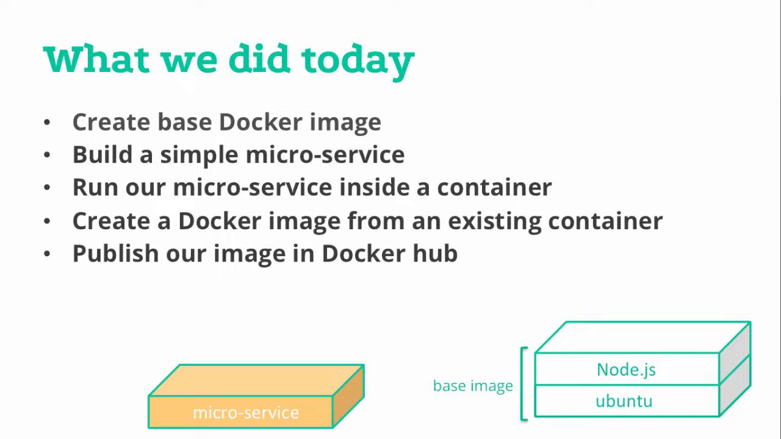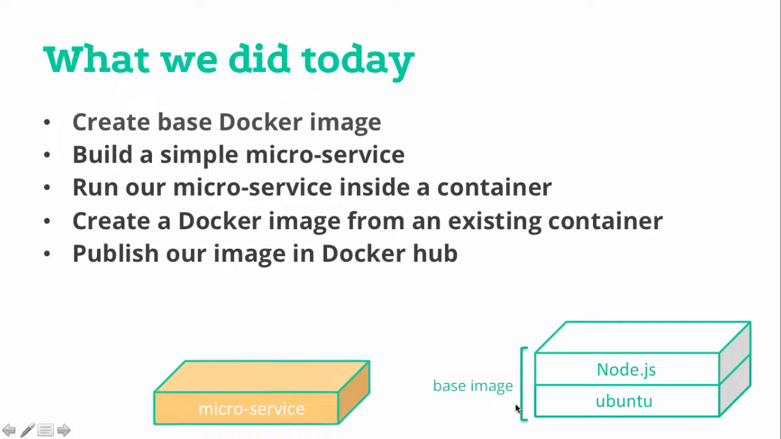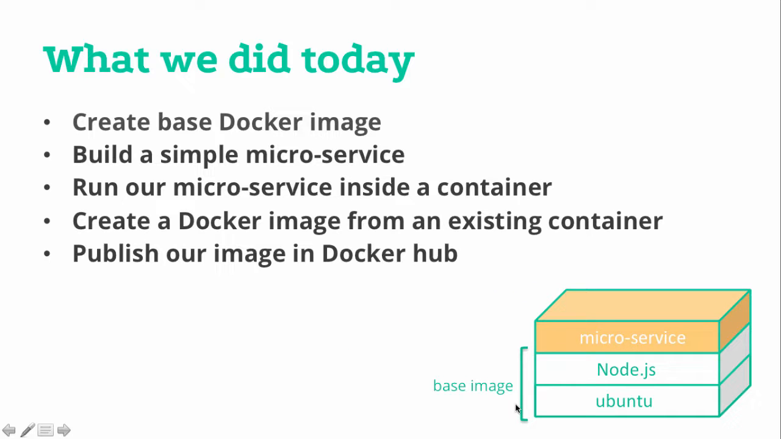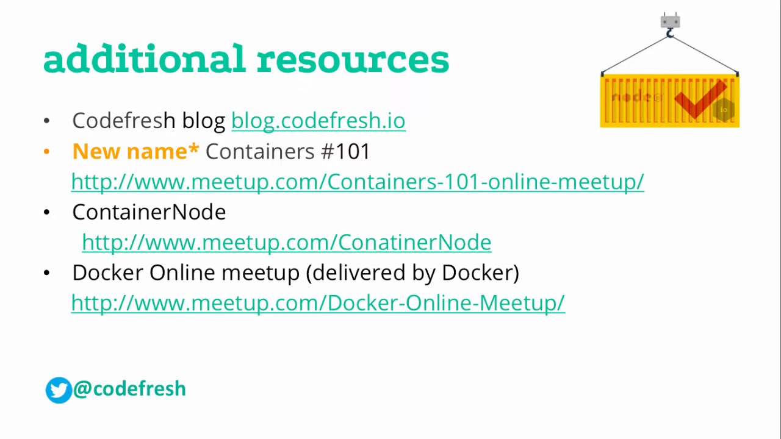And once we had our microservice working well, we've actually run again a container out of our base image and copied our microservice code inside this container. We tested our container now with the microservice in it, and once we've seen that everything is working well, we've in fact created another Docker image that includes Ubuntu, Node.js, and our microservice. The last step was, after we have a Docker image with everything that we need, we've actually gone and published it on Docker Hub. So that's it for today.